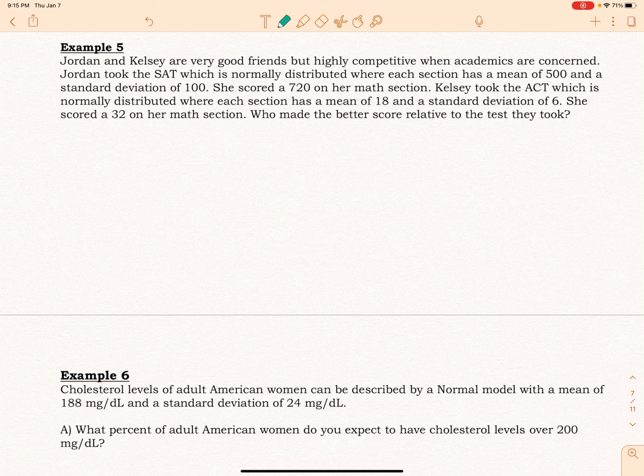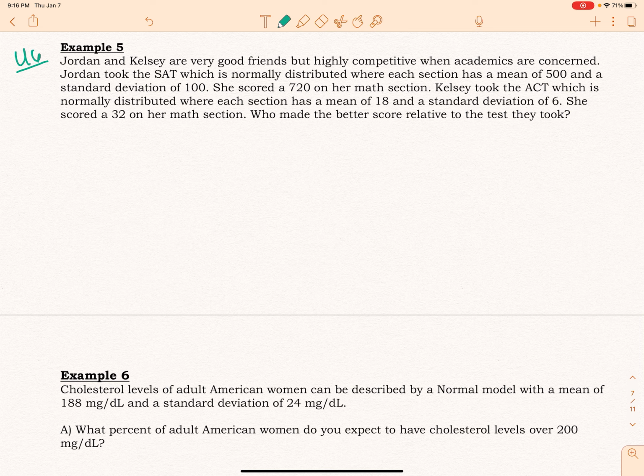Okay, AP Stat, we are going to do example 5 in Unit 6. And I'm just going to give you, just pause this and read through this so you'll understand what's going on. I don't want to read this whole thing to you. Essentially, we have two people. One of them's taken the SAT and one of them's taken the ACT, both of which are normally distributed.